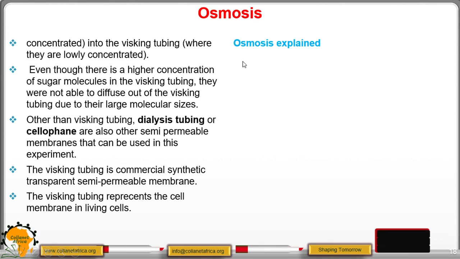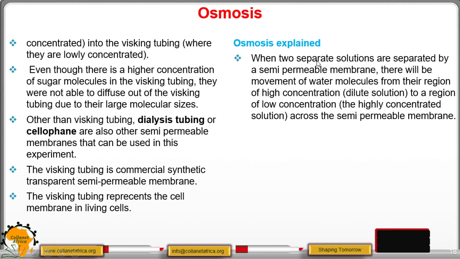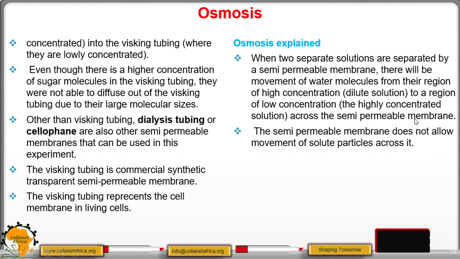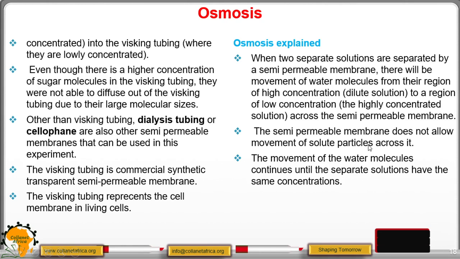We can now explain osmosis in detail: when two solutions are separated by a semi-permeable membrane, there will be movement of water molecules or solvent molecules from their region of high concentration to a region of low concentration across the membrane. This semi-permeable membrane will not allow movement of solute particles across it. Solute particles are just like the sugar or salt particles. The movement of water molecules continues until the separate solutions have the same concentrations.